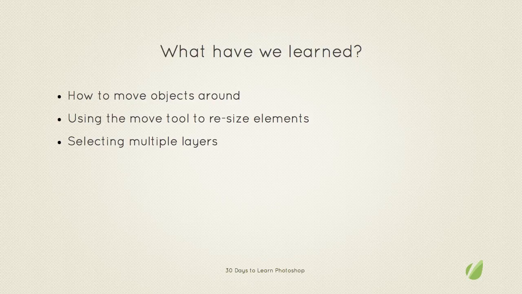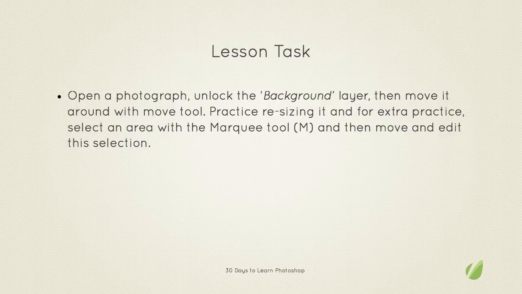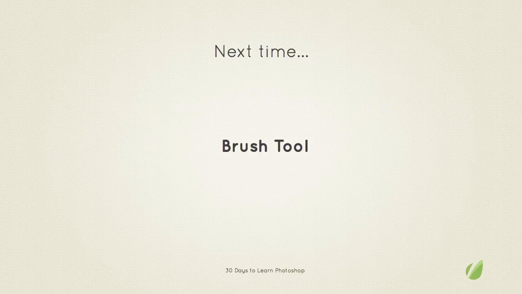Well, we've looked at how to use the move tool to reposition and move objects. We've also used the move tool to resize elements, and we've used the move tool to select multiple layers and edit those. So your task for the lesson is to open up a photograph and unlock the background layer, then move it around with the move tool. Practice resizing it, and for extra practice, select an area with the marquee tool, which is M, and then move and edit this selection. Next time on 30 Days to Learn Photoshop, we'll be looking at the brush tool.